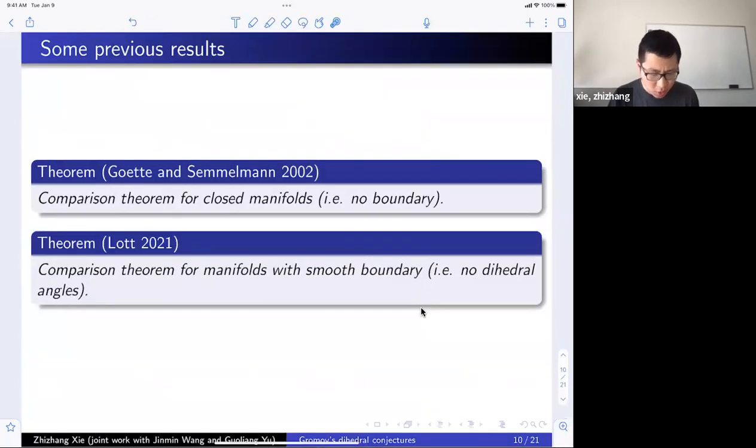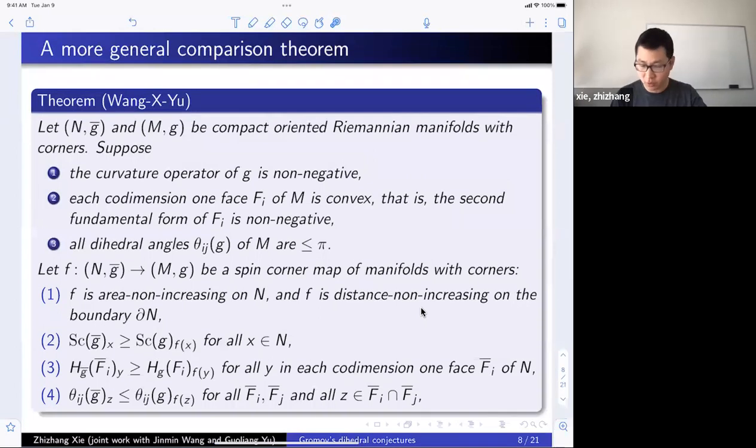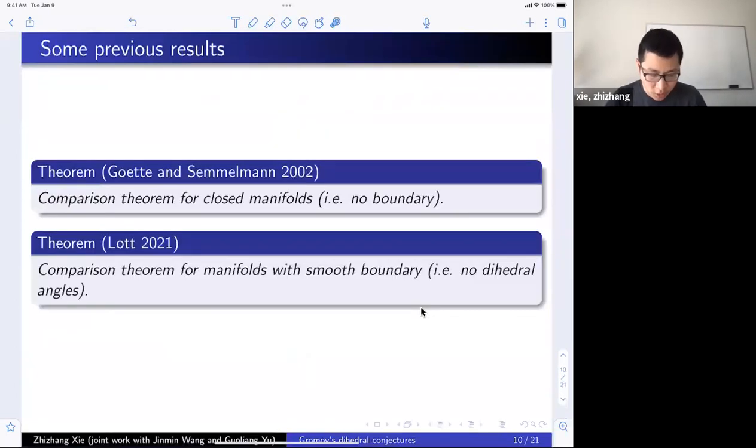Now, let me briefly comment on some history of this type of comparison result. For closed manifolds, that means there's no boundary, of course, no dihedral angle, this theorem is a result of Gromov and Lawson. Now, in the case of manifolds with smooth boundary, I should be precise, smooth boundary, this is in even dimension.